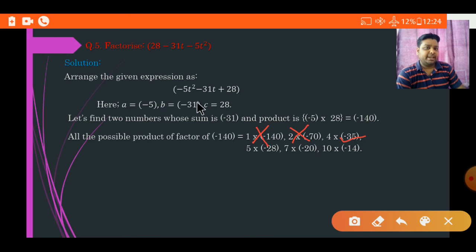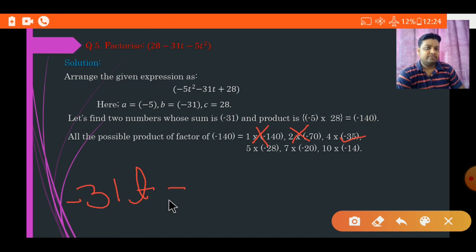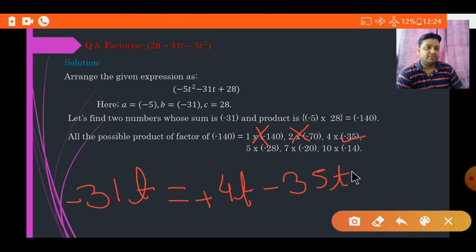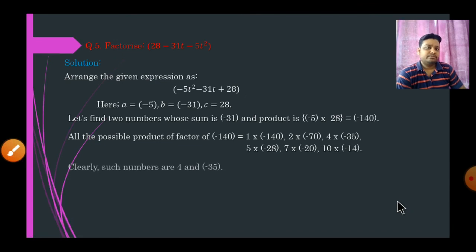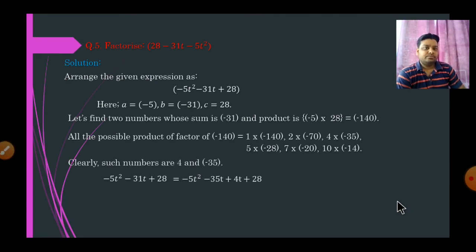It means we can write minus 31t as 4t minus 35t, or you can also write in reverse order, minus 35t plus 4t. Now, what is common? Minus 5t is common, so the sign will change because we have taken out the minus. So t plus 7 is common. Here plus 4 we have taken common, so t plus 7. Now t plus 7 is the matching common binomial, so minus 5t plus 4 will be left.